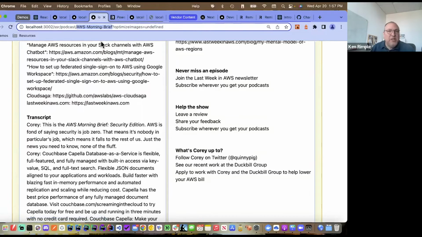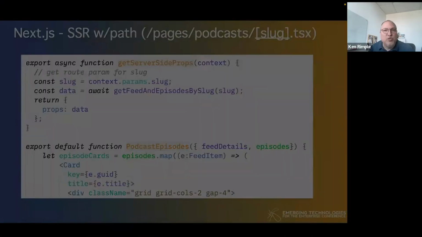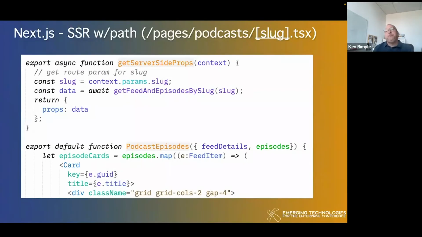Okay, it's a path-based parameter, which we're all used to with React Router and things like that. The way you would do this is you create the file name with brackets around it. So [slug].tsx, that now becomes the parameter name you can grab in the params object. So when you route to /pages/podcast/whatever name, if I hit context.params.slug, it's that name. Now I can use that with my query, with my getFeedAndEpisodesBySlug.